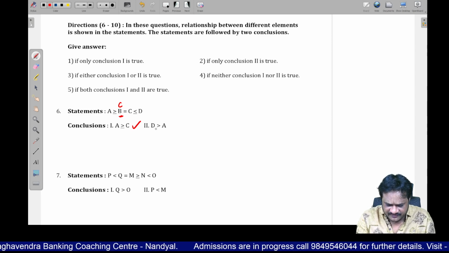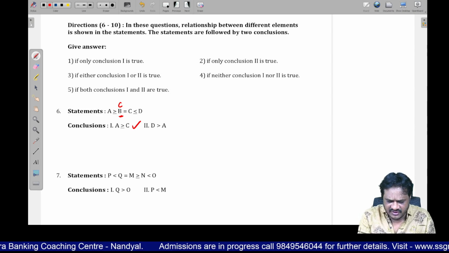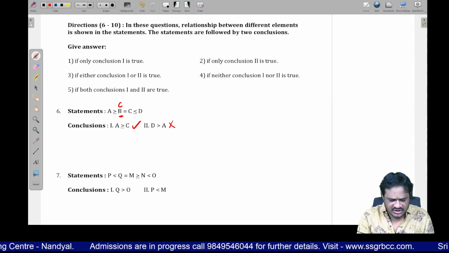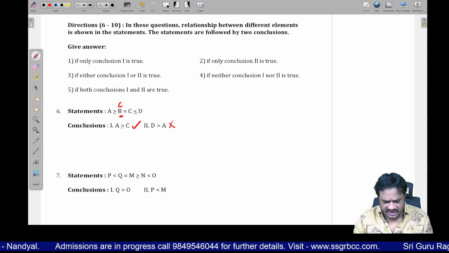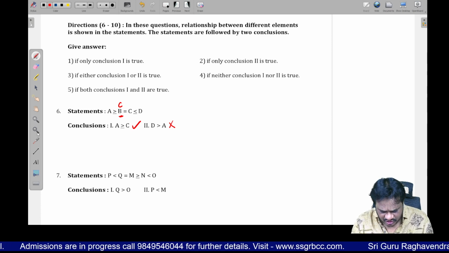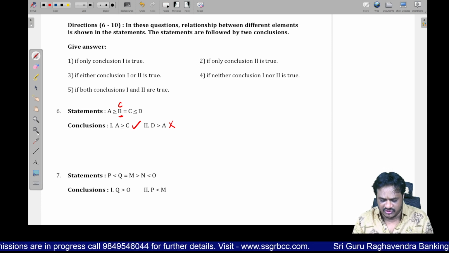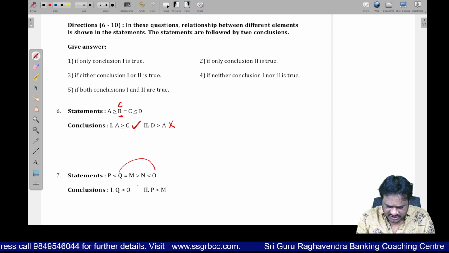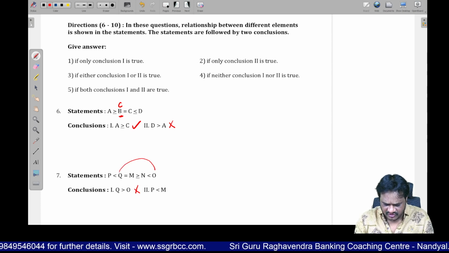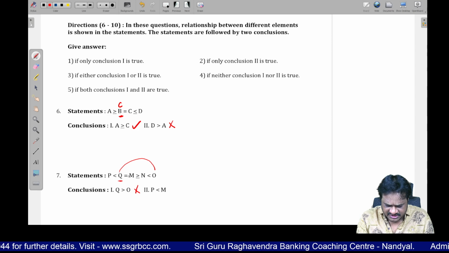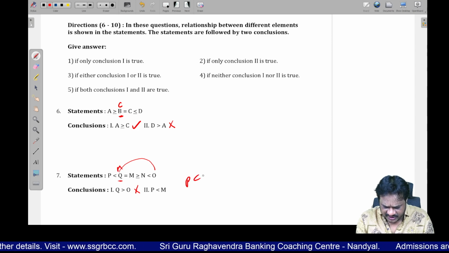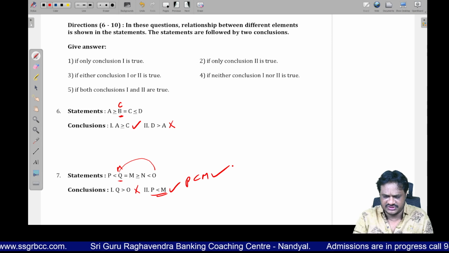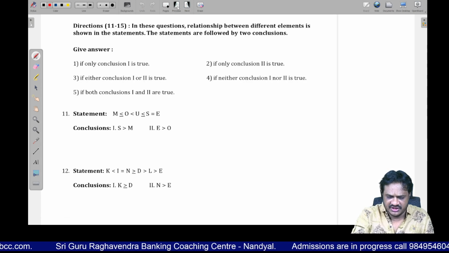Then second one, D greater than A. From A to D there is no common symbol. Second one does not follow. Next one, P less than Q. Q is equal to M. M greater than or equal to N and N less than O. Q to O there is no common symbol. First one does not follow. P to M, P less than Q, Q is equal to M. Therefore, P less than M definitely follows. Second one definitely follows.